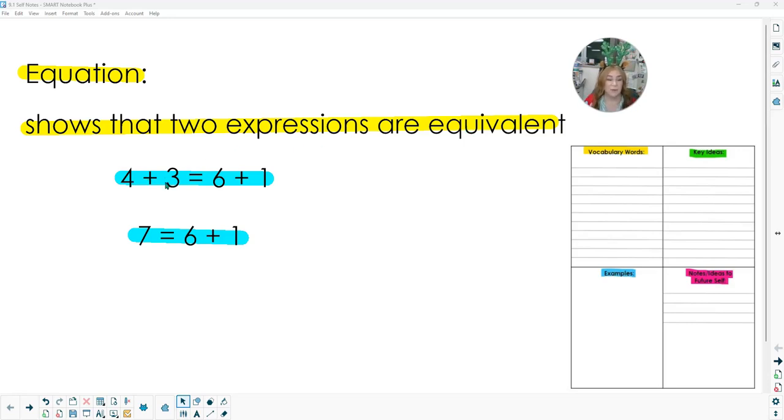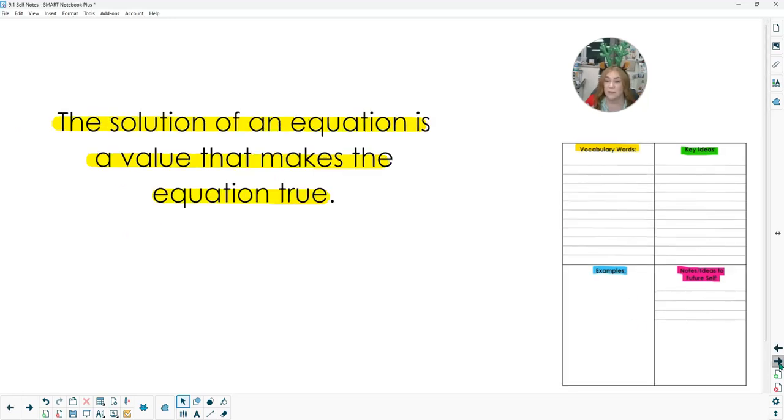So an example is 4 plus 3 equals 6 plus 1. This equals 7, this equals 7. Or we have the traditional just single answer, 7 equals 6 plus 1. It doesn't matter which side the answer goes on. It's just saying this is equal to this. These have the same value.